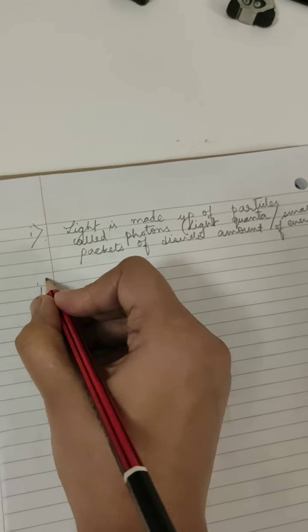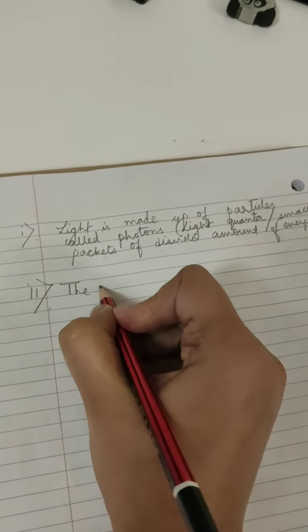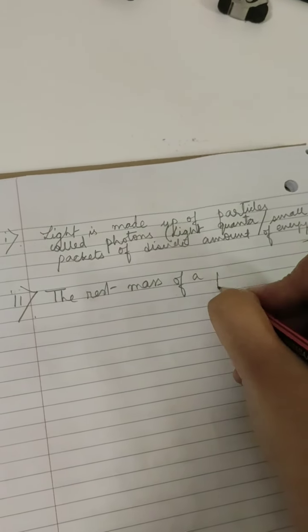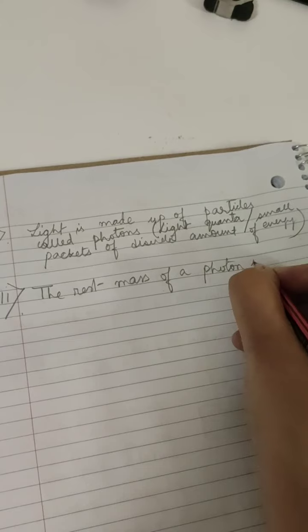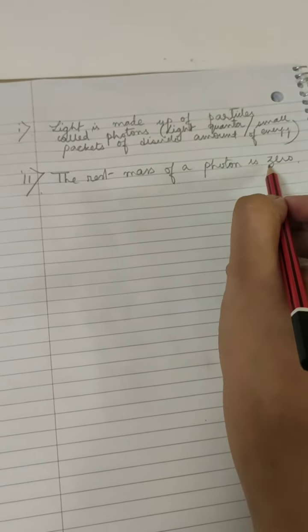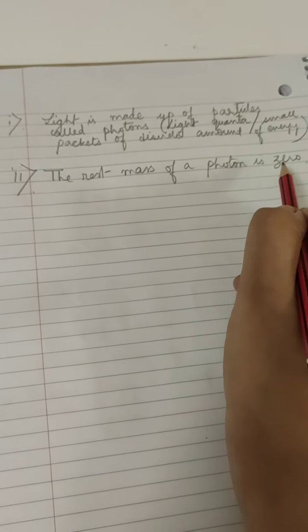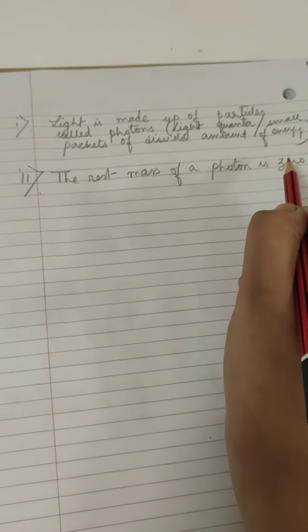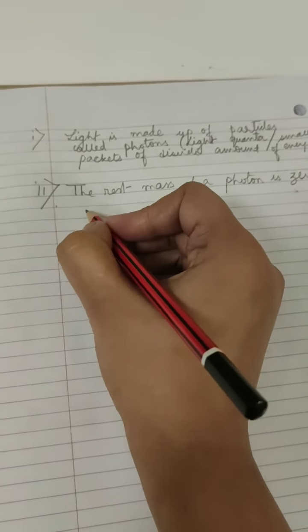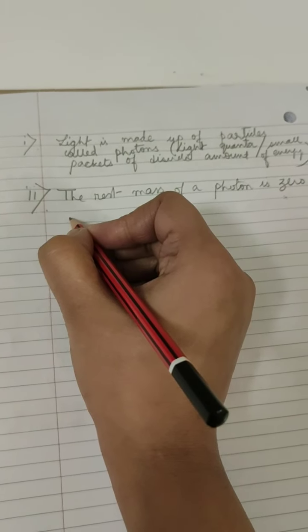The second point is that the rest mass of a photon is zero. But what does it mean, the rest mass of a photon is zero? It means that a photon cannot be at rest. The rest mass of a photon is zero. That doesn't mean that its kinetic energy is zero. Its kinetic energy is not zero.